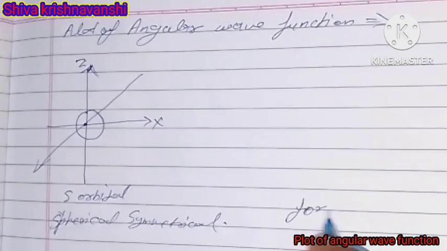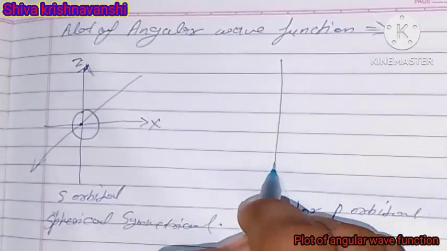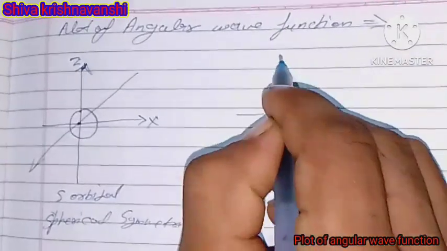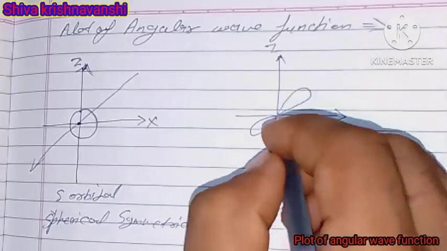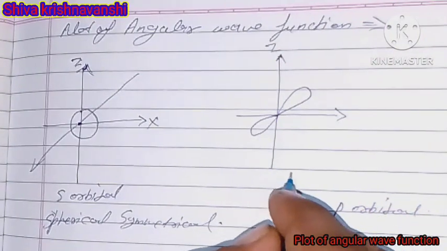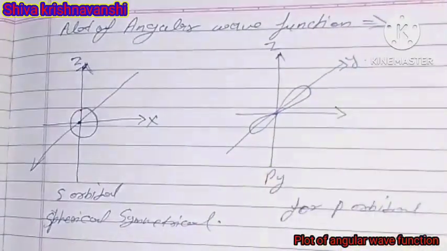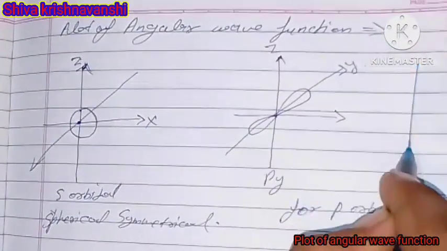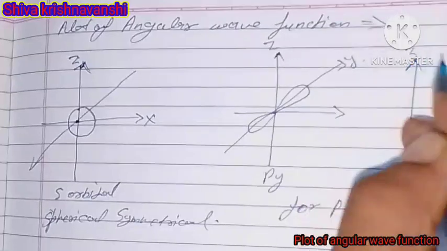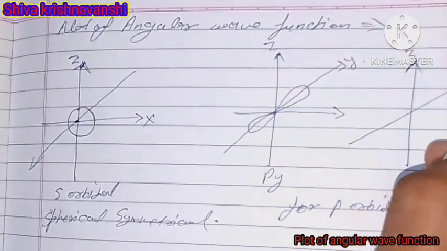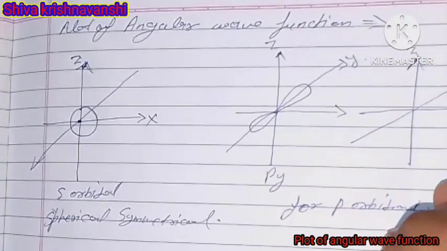For p orbital, px, pz. For p orbital, py. This is the py. And this is the z-axis, y-axis, and x-axis.